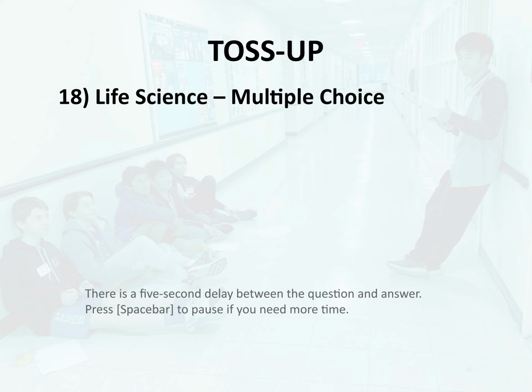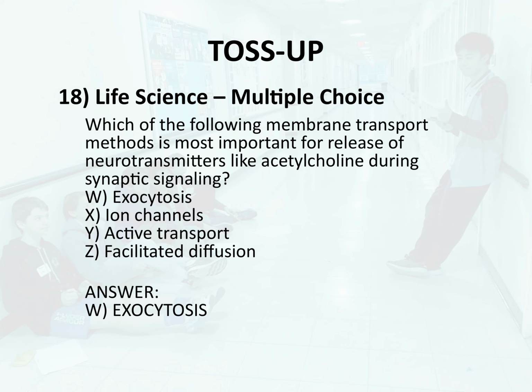Toss-up 18. Life science, multiple choice. Which of the following membrane transport methods is most important for release of neurotransmitters like acetylcholine during synaptic signaling? W. Exocytosis. X. Ion channels. Y. Active transport. Z. Facilitated diffusion. Answer. W. Exocytosis.